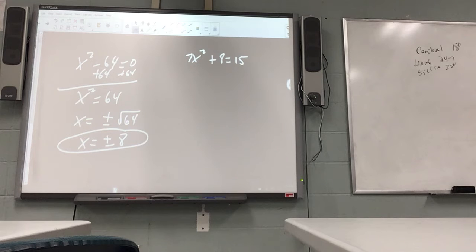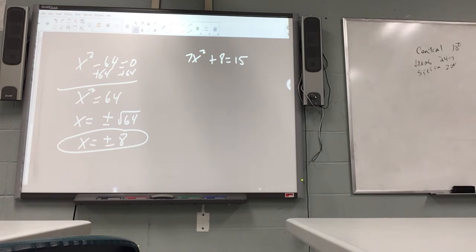Can I solve this using square roots? Yeah. Why? Is it going to have a b? And how do I know there's no b? You're right. Because there's no x to the first, there's no b. But I got my c, I need to do something. I got an 8 on one side and a 15 on the other side. So what am I going to do with that?